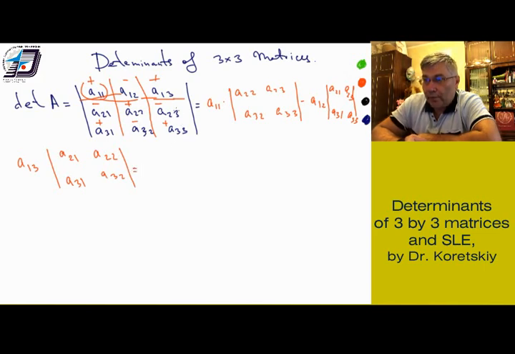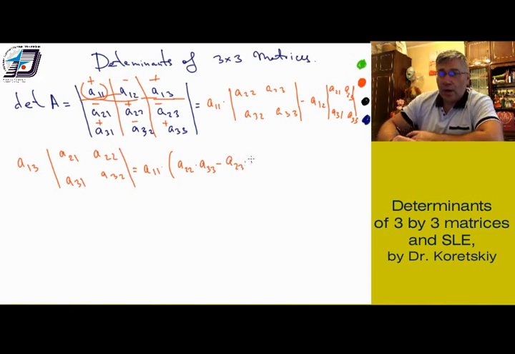I take this last element, and I have to cross out the first row and the last column, and the rest of the matrix forms the last 2 by 2 matrix: A21, A22, A31, and A32.